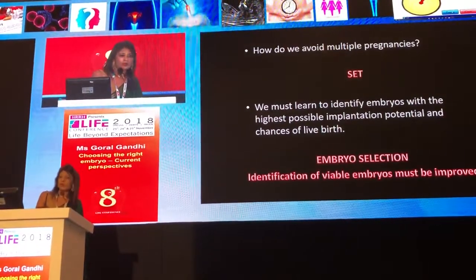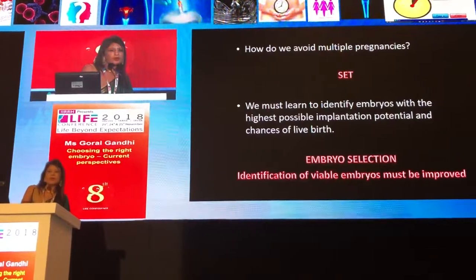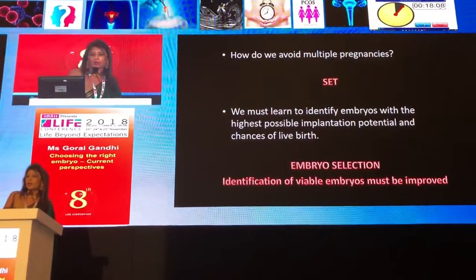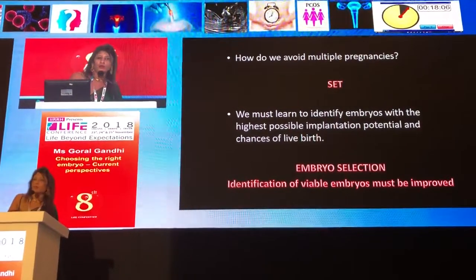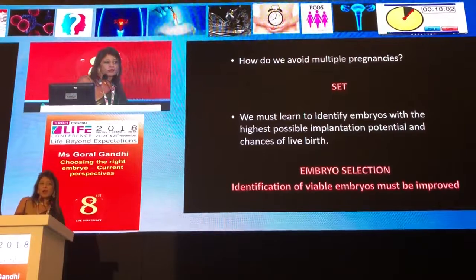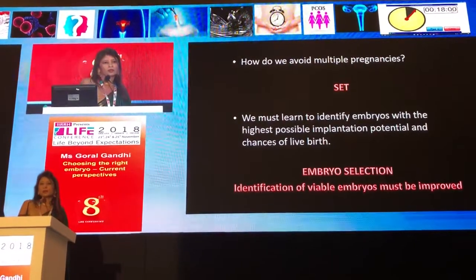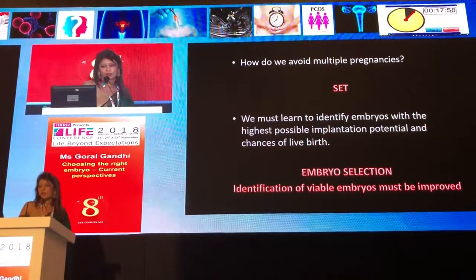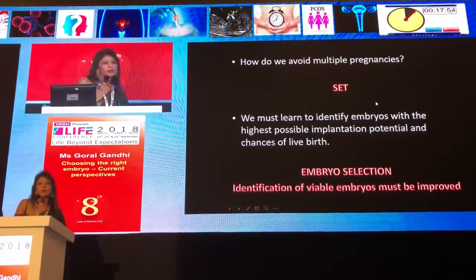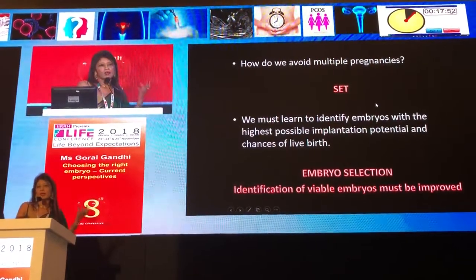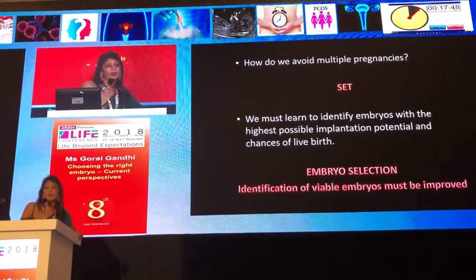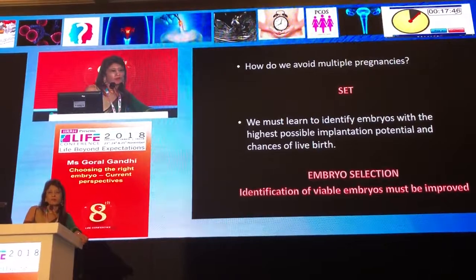So how do we avoid multiple pregnancies? Obviously, the answer is to move towards single embryo transfer. So consequently, if we want to move towards single embryo transfer, we must learn to identify the embryos with the highest possible implantation potential and chances of live birth. This means that our embryo selection technique has to be very good. We should be able to confidently choose the correct embryo for transfer.